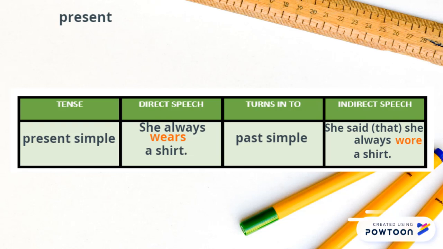Direct speech, she always wears a shirt. Indirect speech, she said, that is in parentheses. Remember that it's up to you if you use it or not. She always wore a shirt.